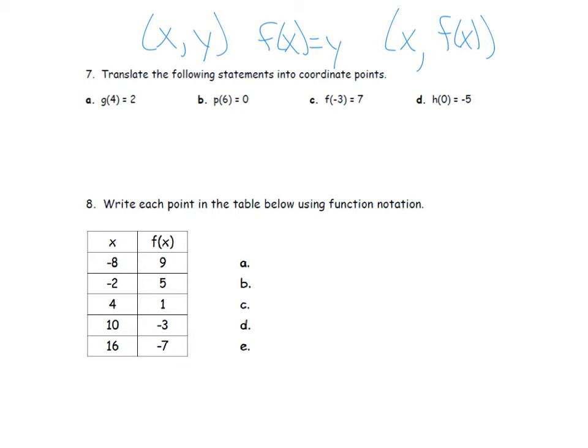So g of 4 equals 2 means that whatever's in the parentheses is 4. That's what we're plugging in. And when that's our input, and we plug 4 in, we get 2 as our y value. So this is telling us an x value and a y value. So p of 6 equals 0. Well, I'm plugging in 6. My input, my independent variable, my domain, that is x. So that's telling me my x value is 6. And when I plug 6 in, I get 0. So my output, my y value, is 0. So you use what we've done there, look at these next 2 examples, and translate them into coordinate points.